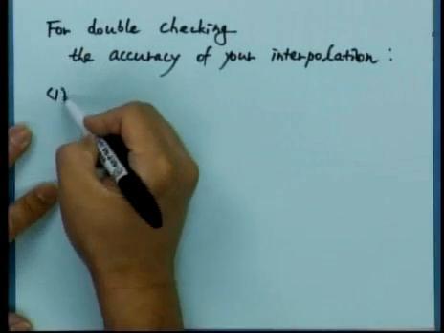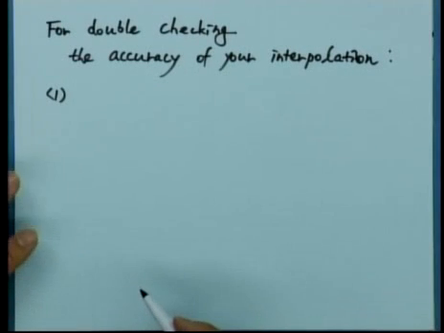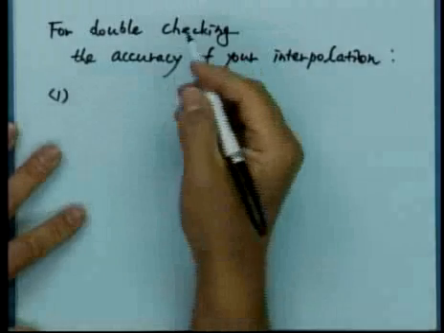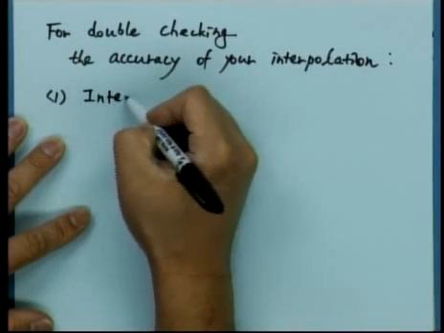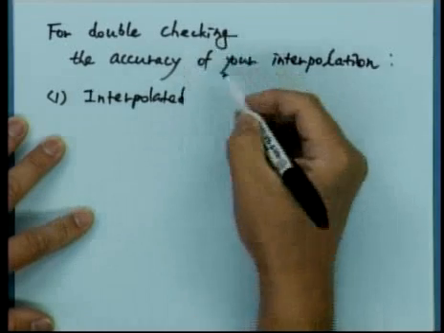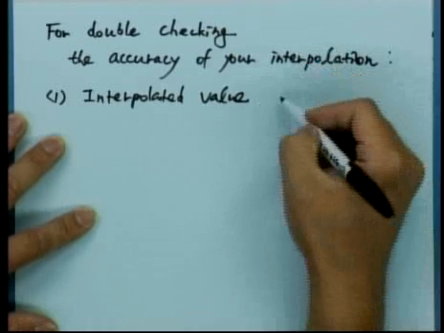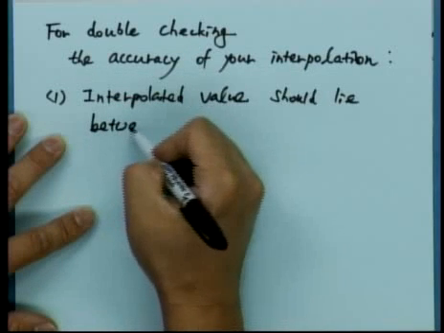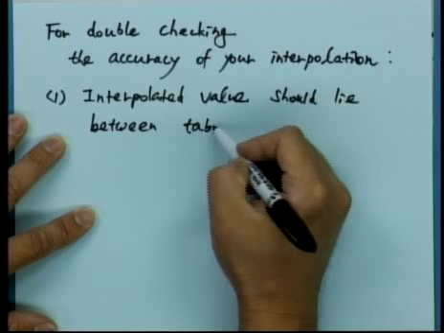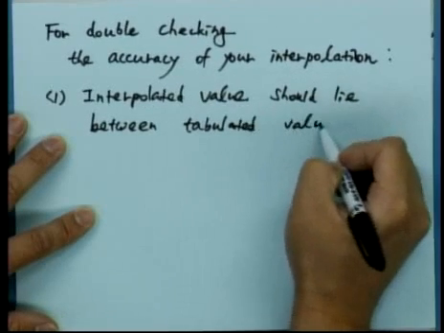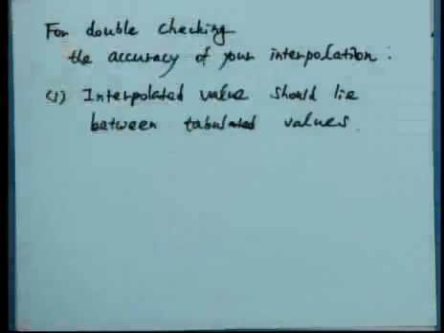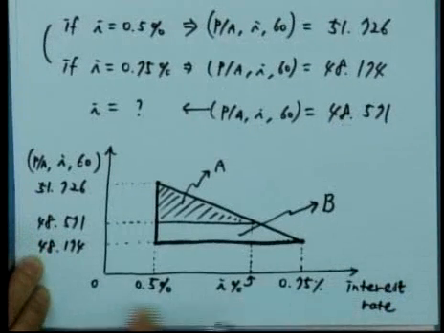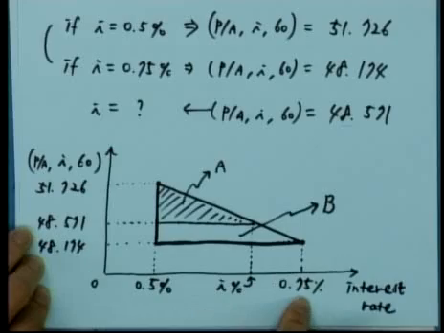first, the interpolated value should lie between the tabulated values, right? So in our example, the interpolated value of 0.72 lies between 0.5 and 0.75, right?